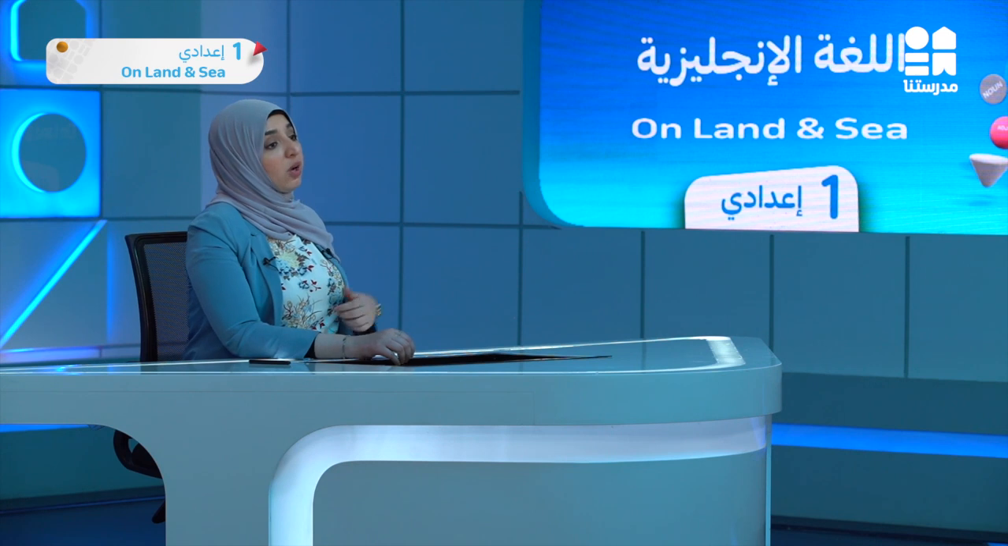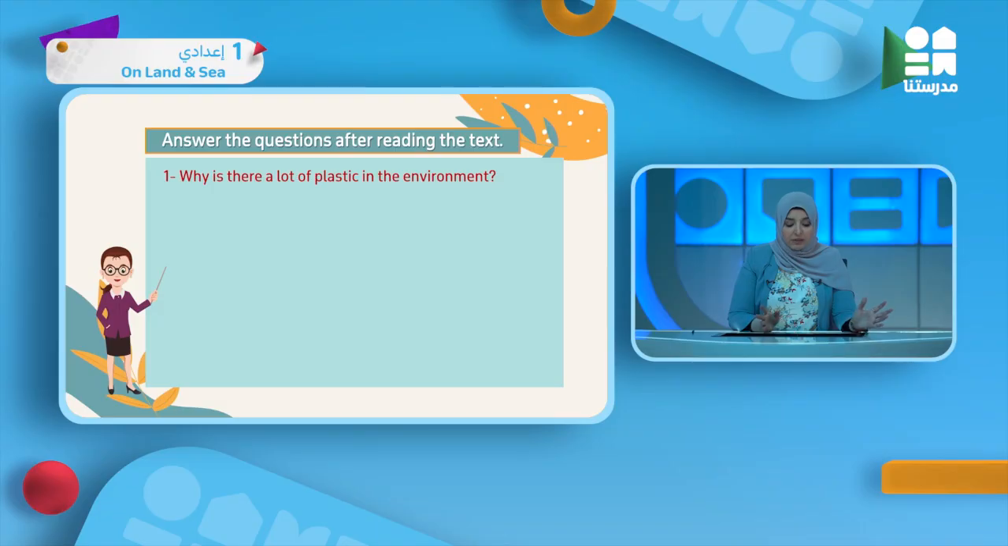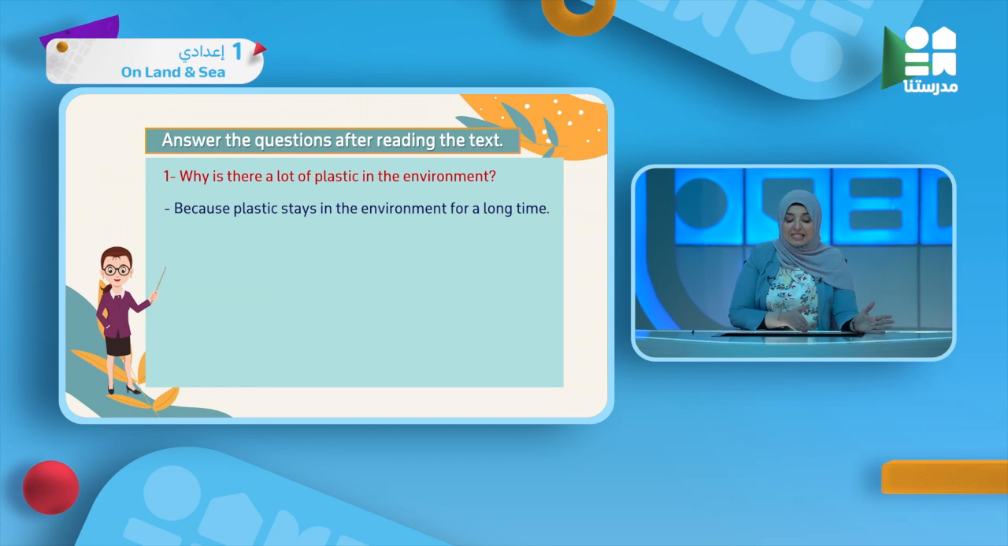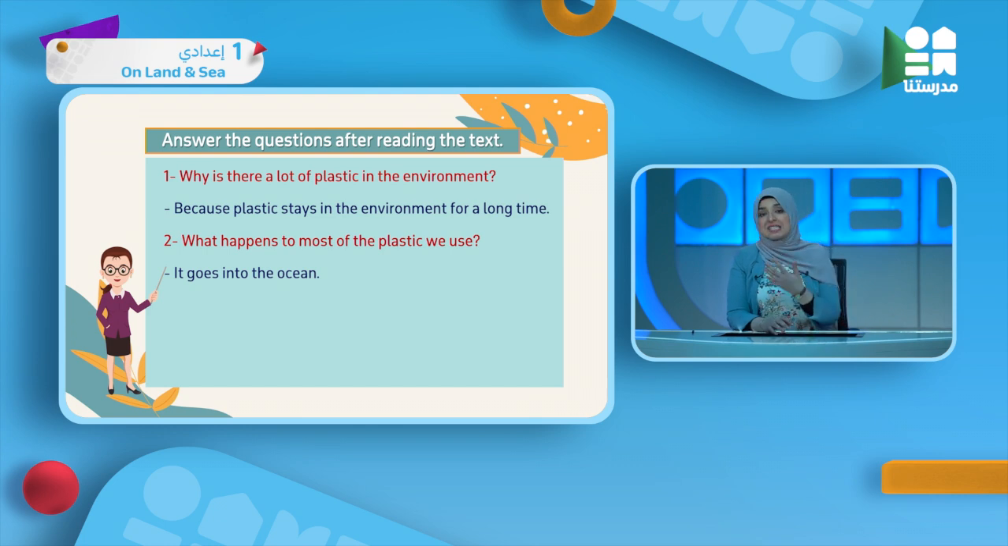Okay. We're going to have some questions or we're going to try to answer these questions according للباراجراف اللي احنا قريناه عن البلاستيك problem. Number one, why is there a lot of plastic in the environment? ليه في بلاستيك كتير في الانفايرمنت بتاعتنا؟ Because plastic stays in the environment for a long time. لأن البلاستيك طبيعته إن هو بيقعد في البيئة لمدة طويلة، مش بيعمل تحلل أو decaying بسرعة. Two, what happens to most of the plastic we use? البلاستيك اللي احنا بنستخدمه بيروح فين غالبا؟ It goes into the ocean, sea, rivers.